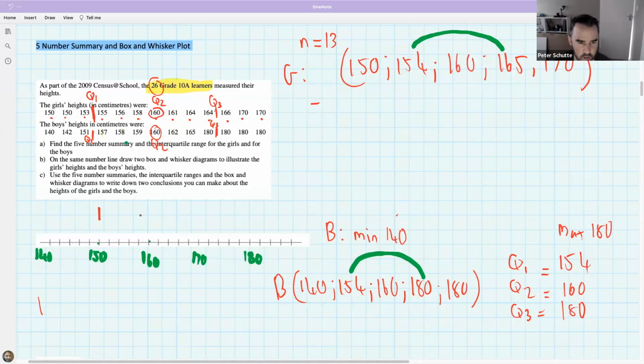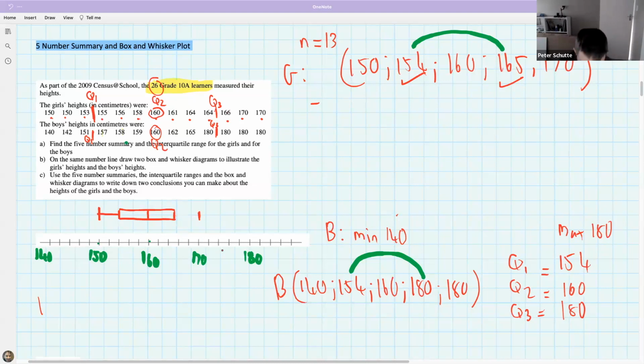And then where is Q1? It's at 154. So 2, 4. So there's 154. Where is Q3? That's 165. So there's 165. And that is the box between Q1 and Q3. And then Q2 is actually at 160. And then 170 was the max value, which was up here. And then we just connect these lines like that.